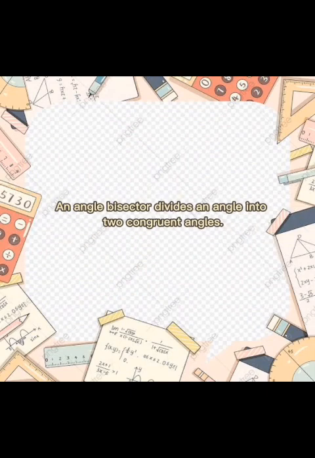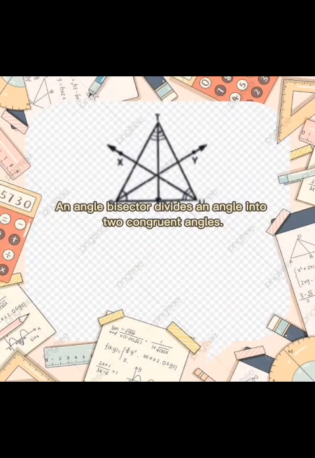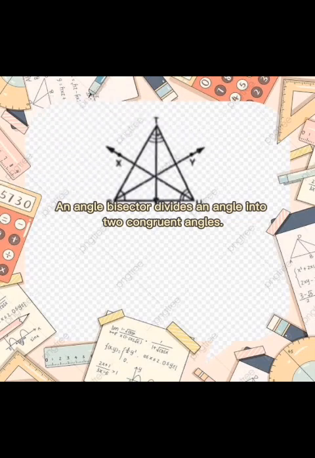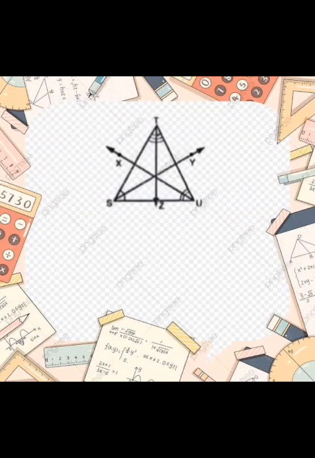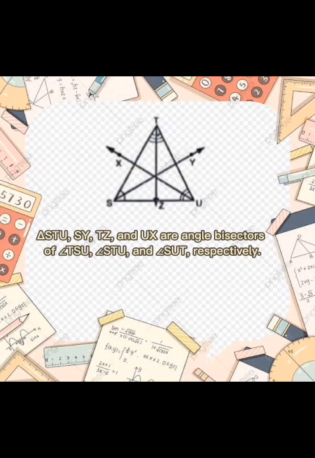An angle bisector divides an angle into two congruent angles. In triangle STU, SY, TC, and UX are angle bisectors.